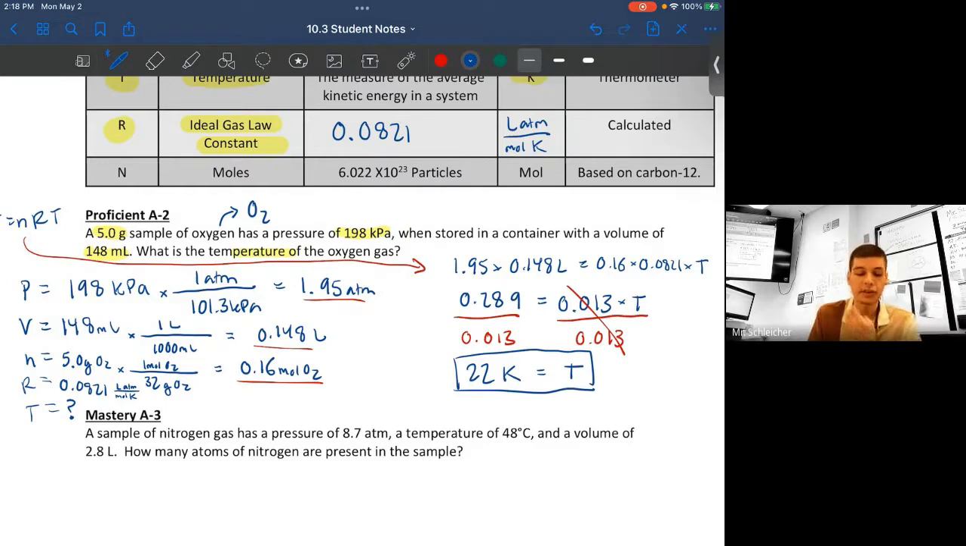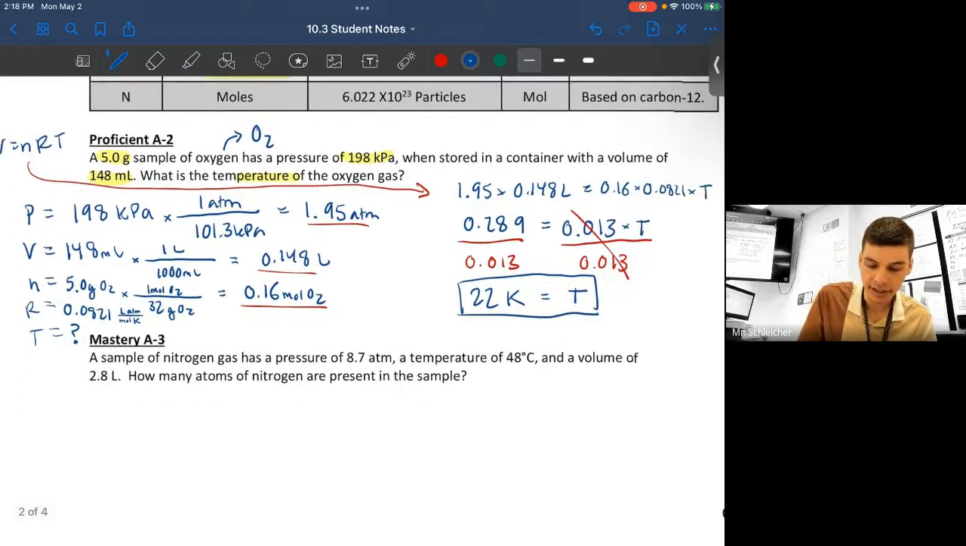The main thing you have to look out for is, am I given the units that I'm allowed to use first? If I don't have liters, how do I get to liters? If I don't have atmospheres, how do I get to atmospheres? If I don't have moles, how do I get to moles? That's what this question forces you to do. The other thing you might have to look for is if they give you degrees Celsius, make sure you convert that to Kelvin first as well. All right, next question here.